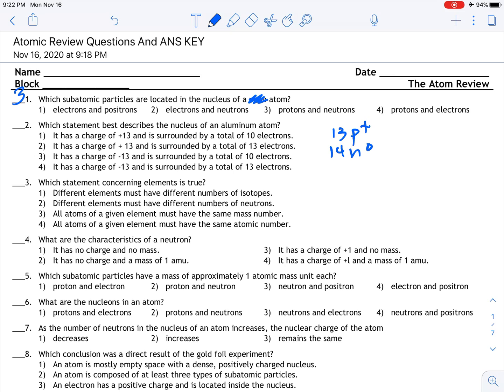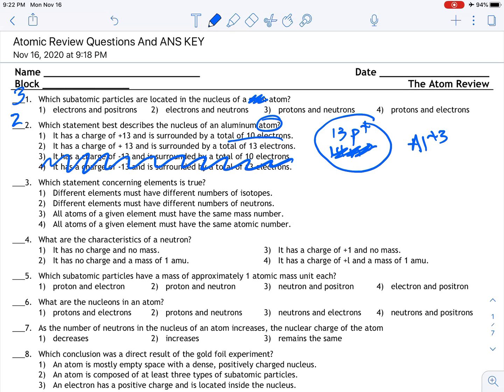So which of those has charge? Not this. So plus 13. And what would be surrounding that nucleus? Well, if you have 13 positives, you'd need 13 negatives. So that would be choice 2. If it had a total of 10 electrons, that would be the aluminum ion, but this says atom, which is neutral.